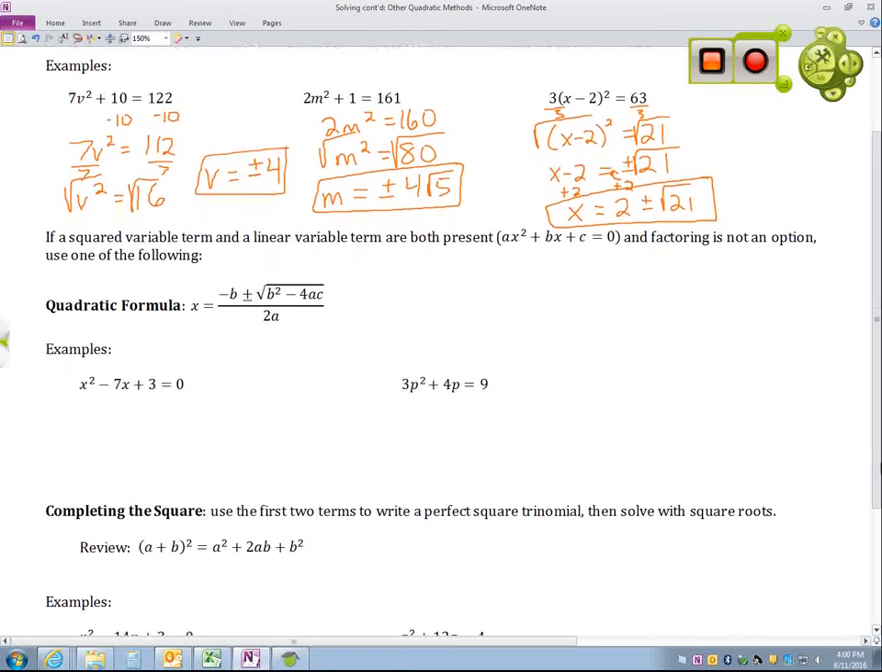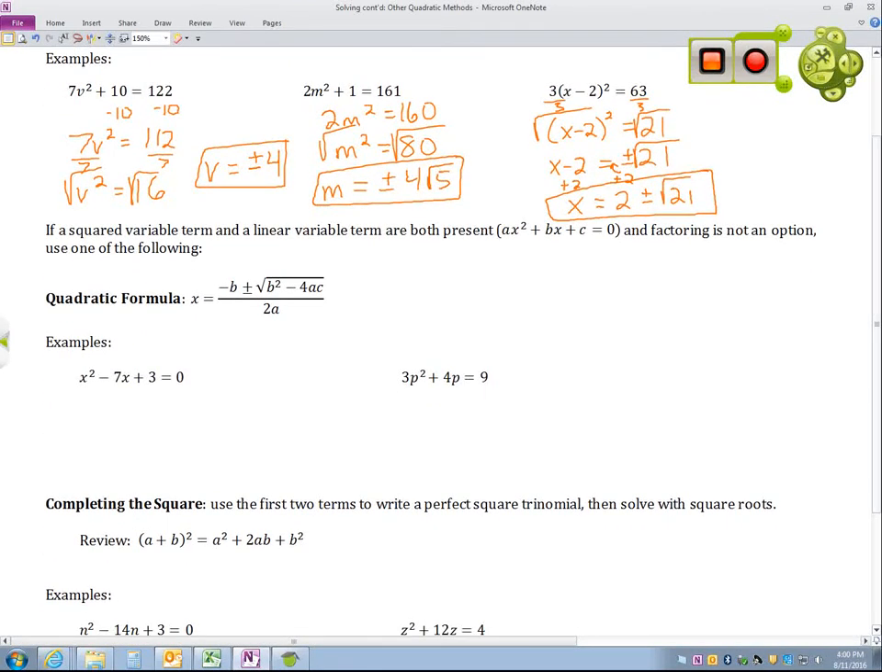Okay, now, if we have both a squared term and a linear term, so an x squared and an x, and then a constant, but it's not a factoring problem, then we can use what's called the quadratic formula, which you're probably familiar with. Maybe you learned a little jingle along with this, like to the tune of Pop Goes the Weasel or something like that, but this is a very useful formula.